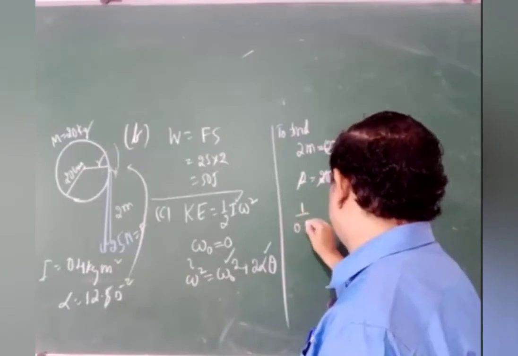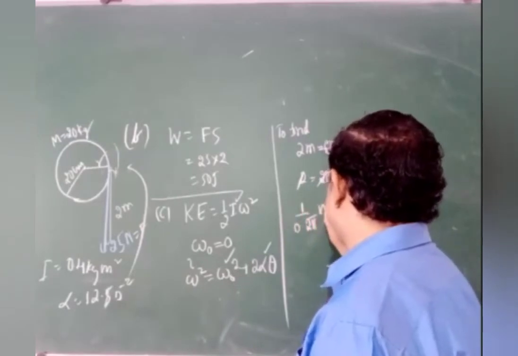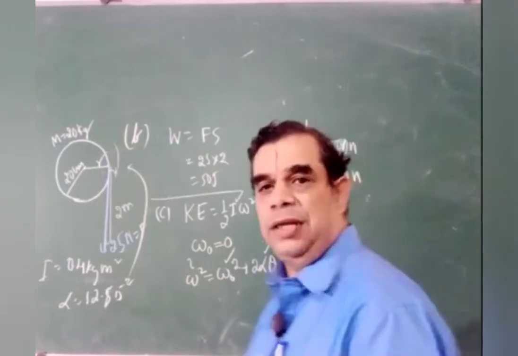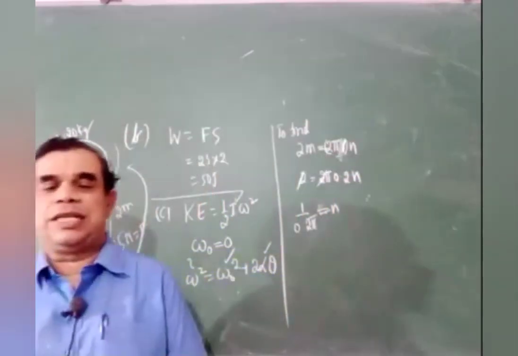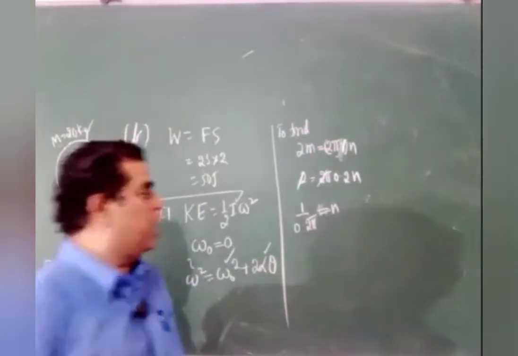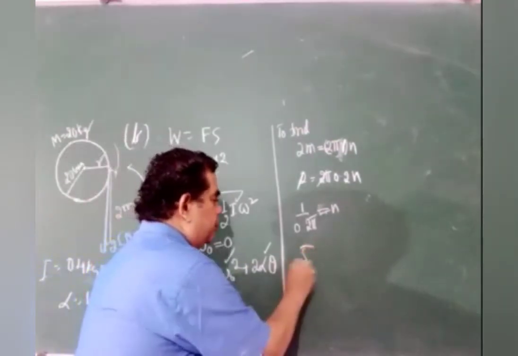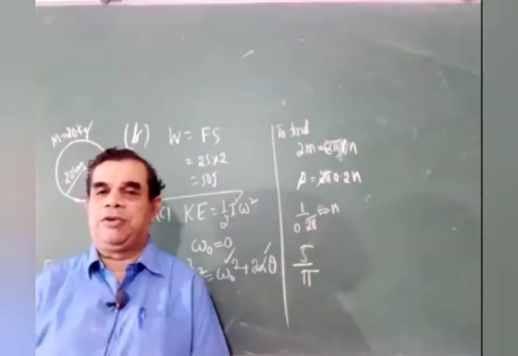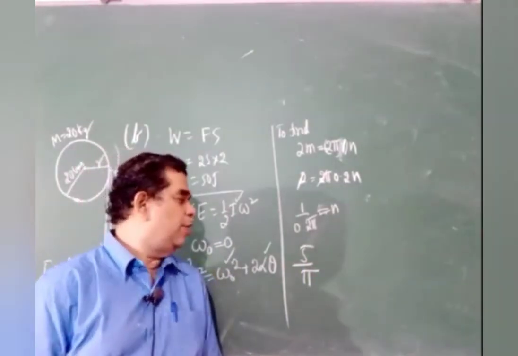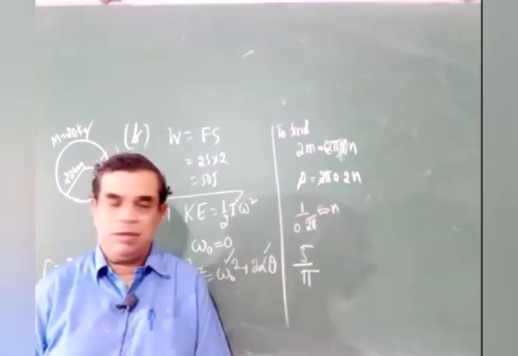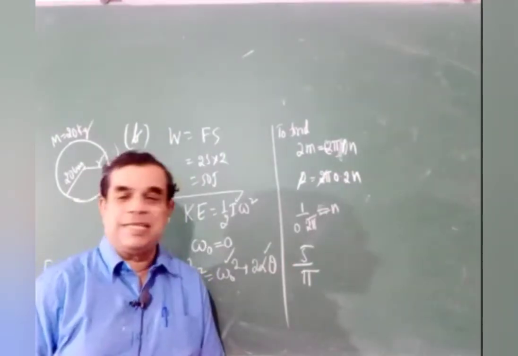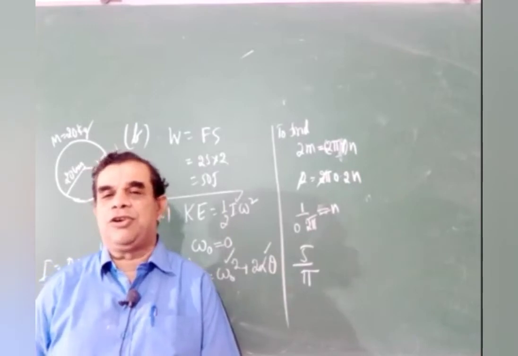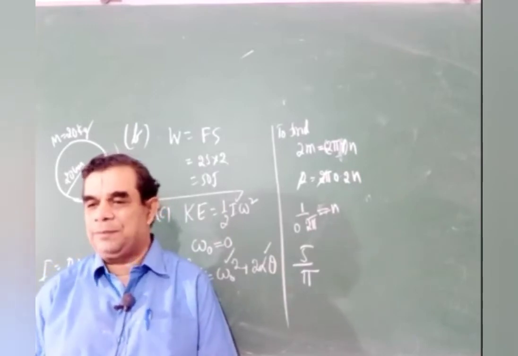1 by 0.2 into pi is the number of rotations completed. Is that not? Number of rotations, that is radians completed. In fact, it can be written as 5 by pi. Is that right? 0.2 can be written as 2 by 10, and 2 by 10 means 10 by 2, 5. So 5 by pi is n, the number of rotations given. Into 2 pi, you will get the angle.